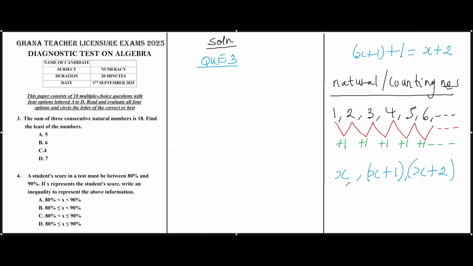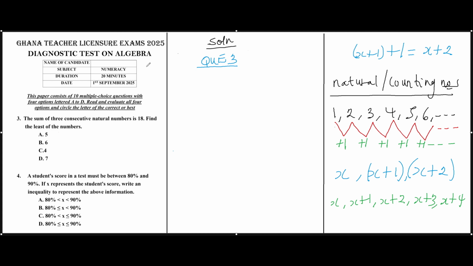So if the first one is x, then the second consecutive natural number must be x plus 1. The third one must be x plus 2. In other questions, you can be asked about the sum of 5 consecutive natural numbers. So can you write the algebraic representation of 5 consecutive natural numbers? If the first natural number is x, the second one will be x plus 1. The third one will be x plus 2. The fourth one will be x plus 3. And then the last one will be x plus 4.